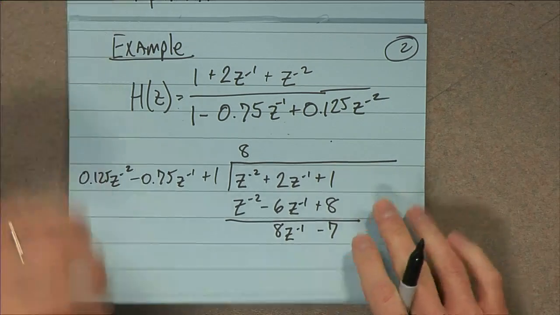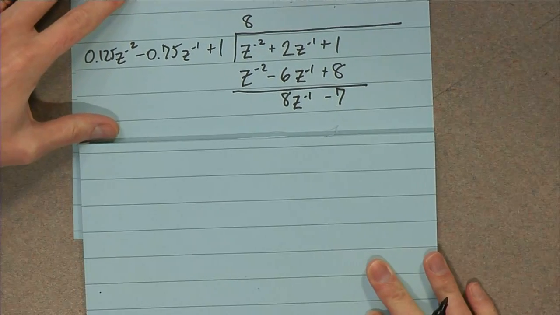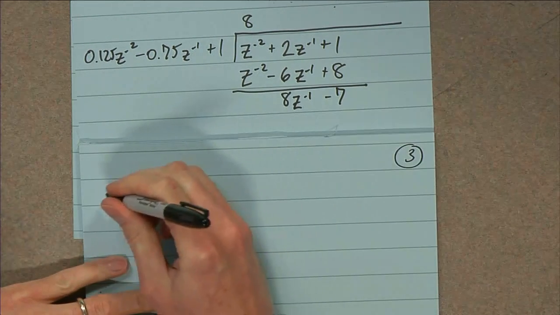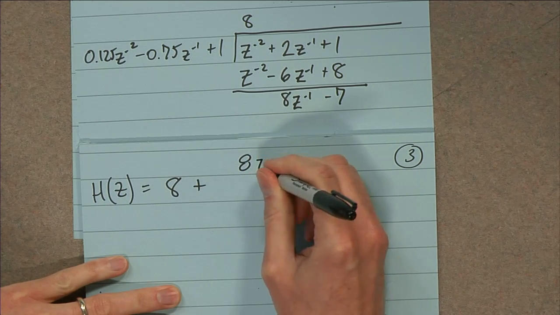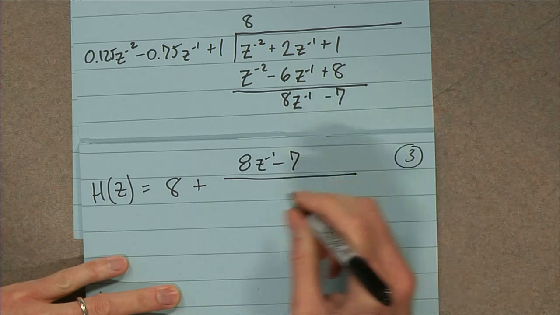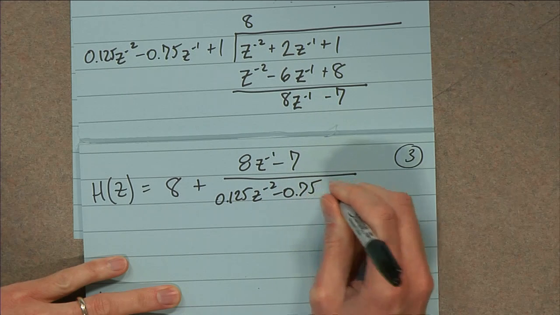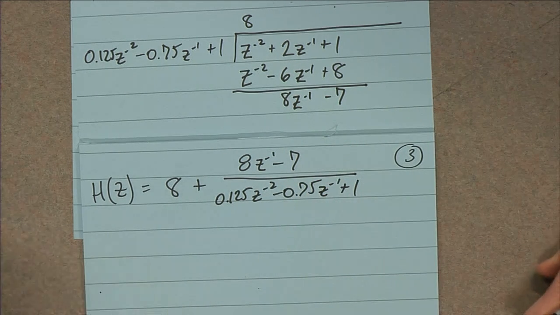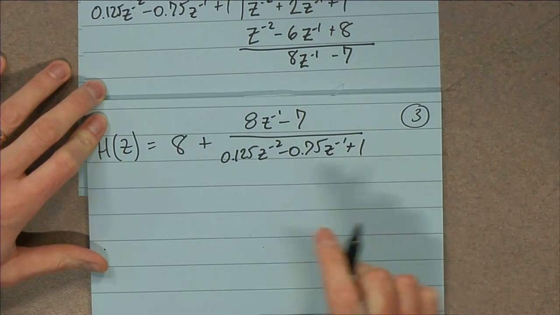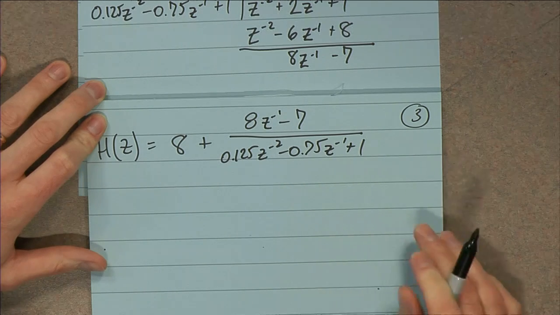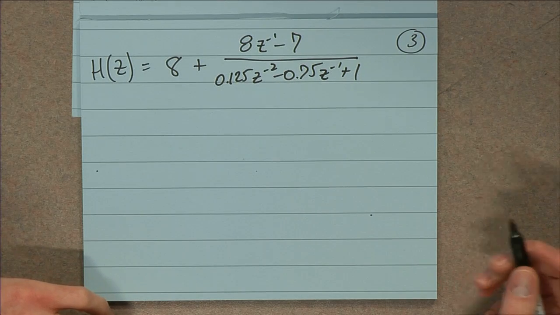So with that, we can start our first manipulation of this system function and rewrite it now as H of z equals 8 plus (8z to the minus 1 minus 7) all over (1/8 z to the minus 2 minus 3/4 z to the minus 1 plus 1). So we're slowly breaking this down. Now, of course, right here we could just stop and say, well, this is a second order section because the highest degree is 2, and we could make an implementation flow graph for just that.